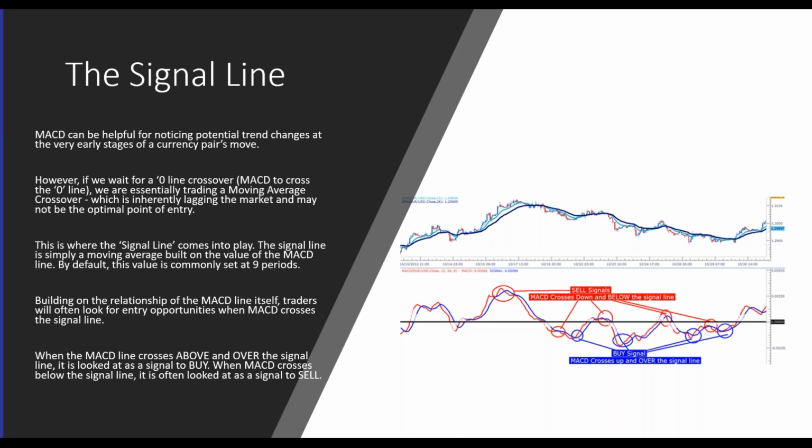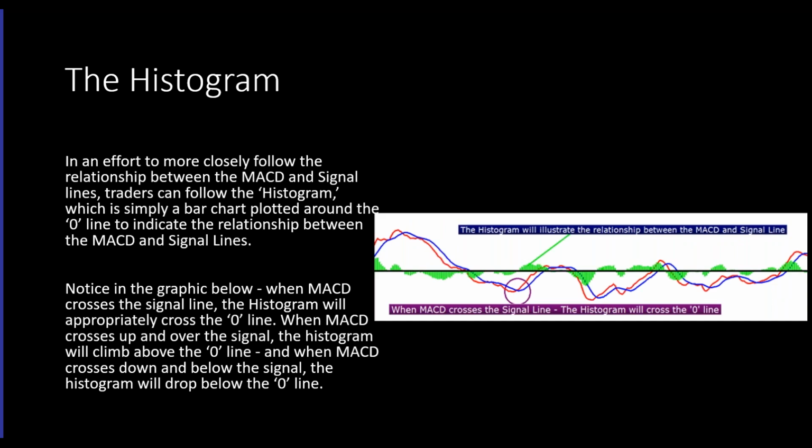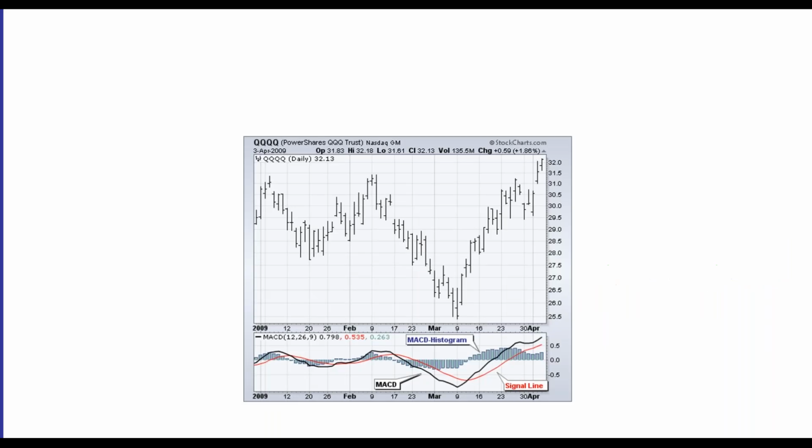You can also see that on the histogram. When the histogram is at 0 and then moves upward, it's telling you to buy. When the MACD histogram is at 0 and moving downward, it tells you to sell. Now, these are only transaction signals. In an effort to more closely follow the relationship between the MACD and the signal line, traders can follow the histogram, which is simply a bar chart plotted around the 0 line to indicate the relationship between the MACD and the signal line.